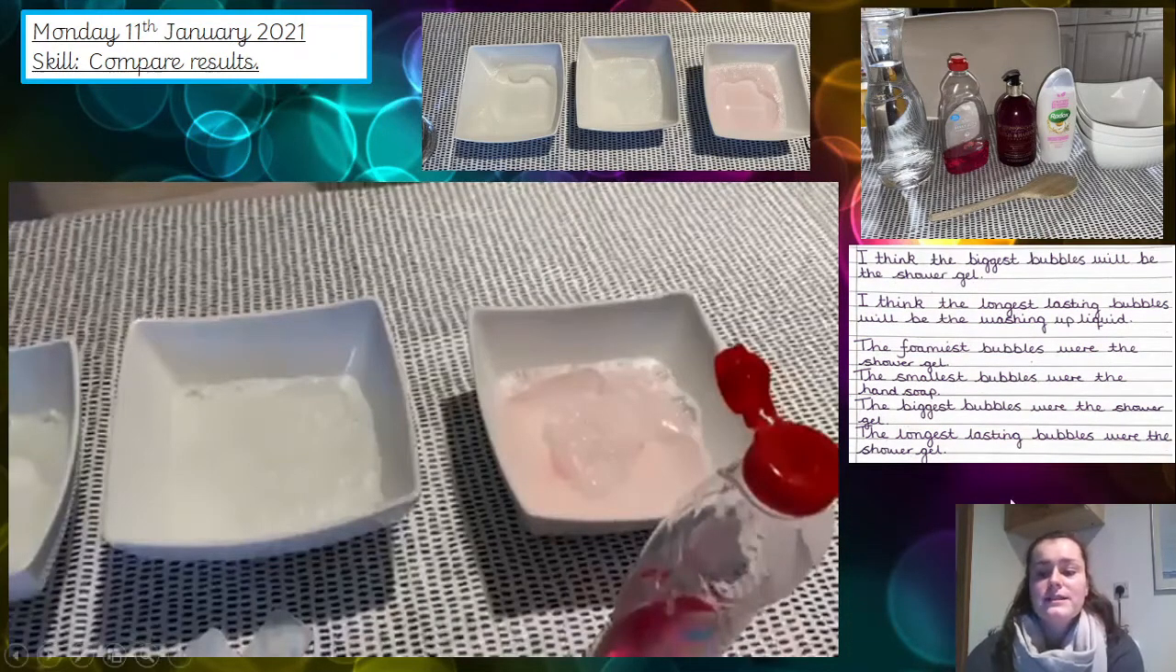So I'd completed my sentences. The foamiest bubbles were the shower gel, the smallest bubbles were the hand soap, the biggest bubbles were the shower gel, and the longest lasting bubbles were the shower gel. So the shower gel was definitely the best bubble mixture to use in my house. Your house might be completely different though, so please don't copy my results because I'm sure yours will be different.